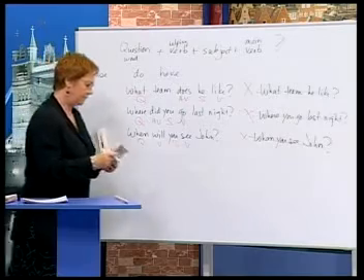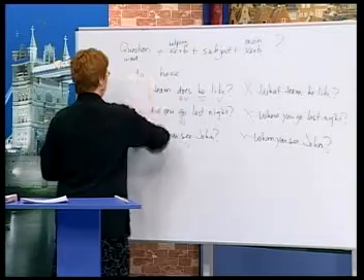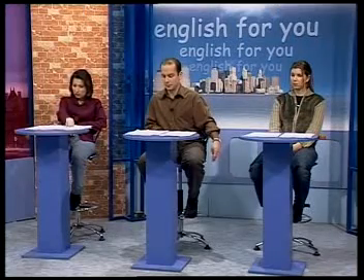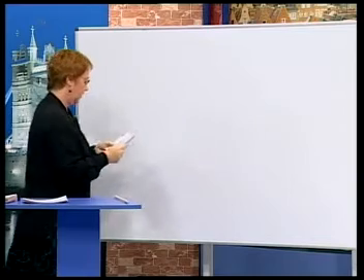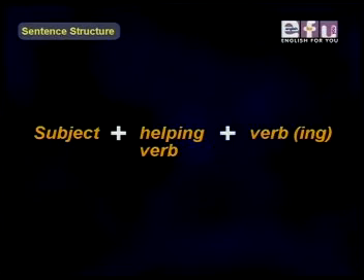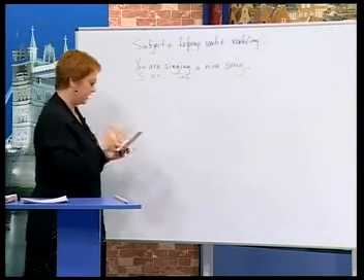Okay? All right. Now, let's look at the present continuous. And we'll make some space here. Okay. Now, with the present continuous, the subject usually comes first, and then the helping verb. So, now, we can say the subject plus the helping verb plus the verbing. You are singing a nice song. So you've got subject, helping verb, and the ing verb. Okay? This is a statement.